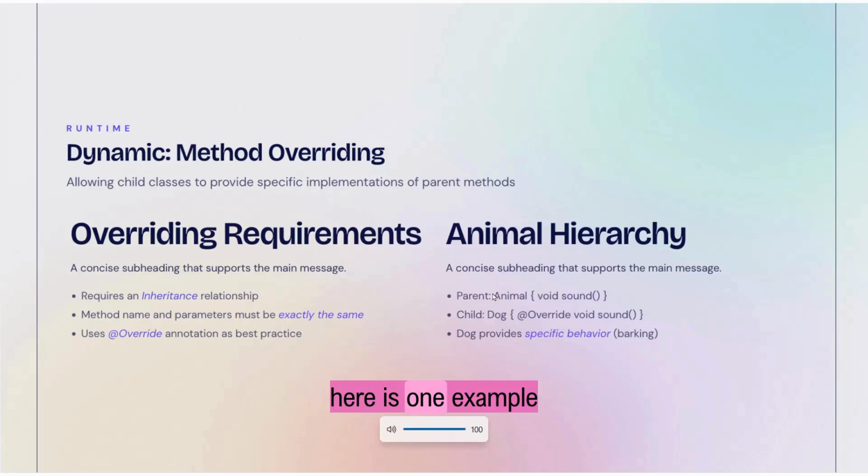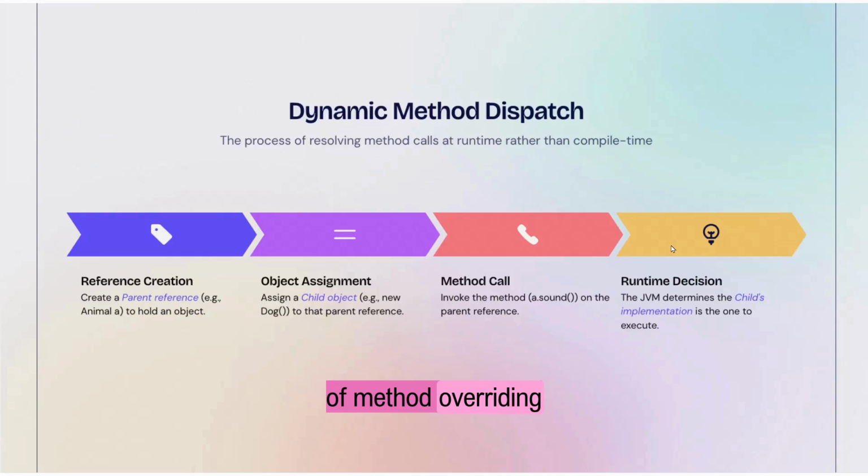Okay. So here is one example, that is parent class is Animal class, child class is Dog class. Okay. So the parent class is having one method, that is sound method, void sound, and the child class, that is the Dog class, is inheriting the sound method, that is override void sound. Okay. So this is the example of method overriding.